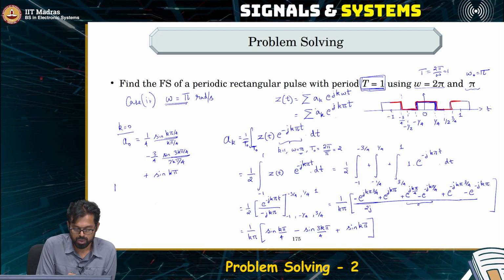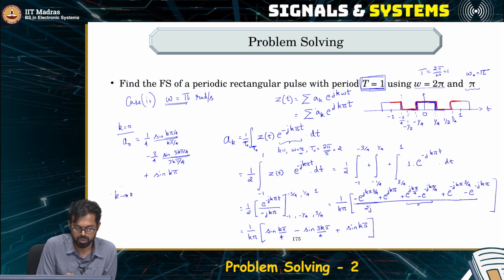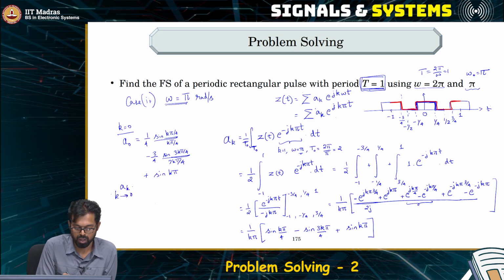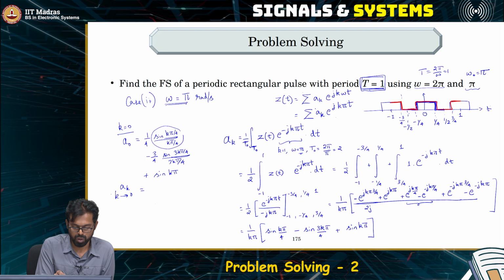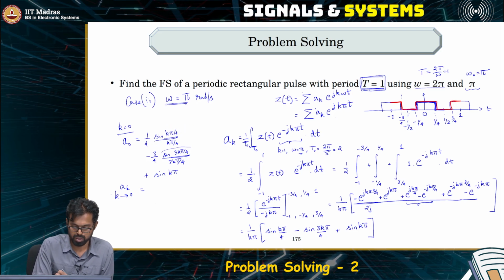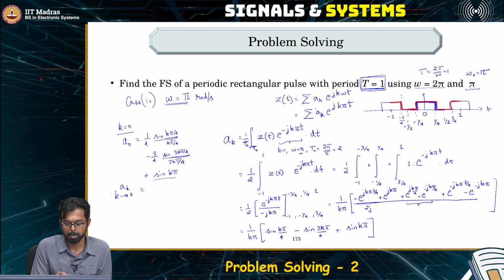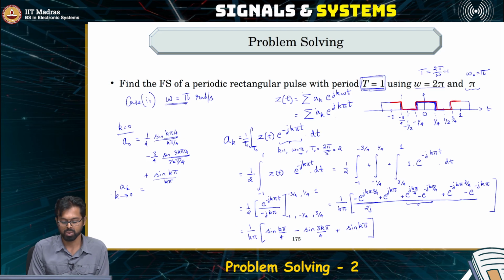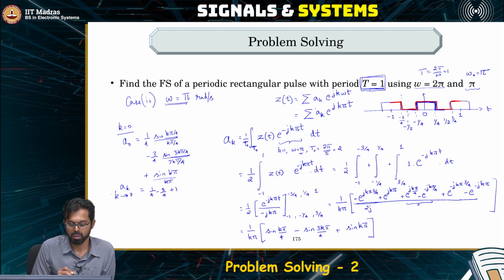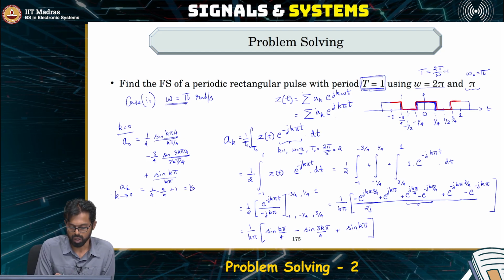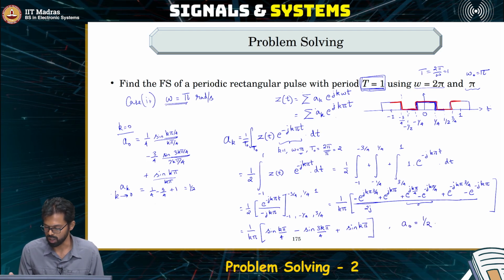Now when k tends to 0, a_k, what do we have here? In this case, once again apply L'Hopital. If you apply L'Hopital, this term becomes 1, this term becomes 1, and this term also becomes 1. So we have 1 by 4 minus 3 by 4 plus 1, which is equal to half, right? So we get that A naught is equal to half.